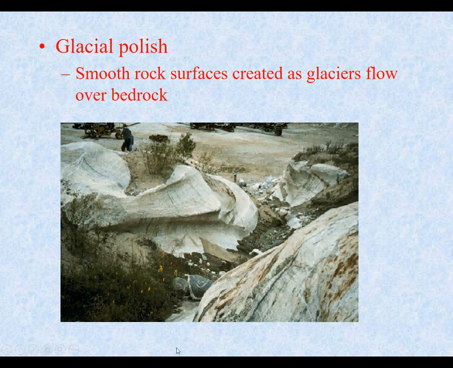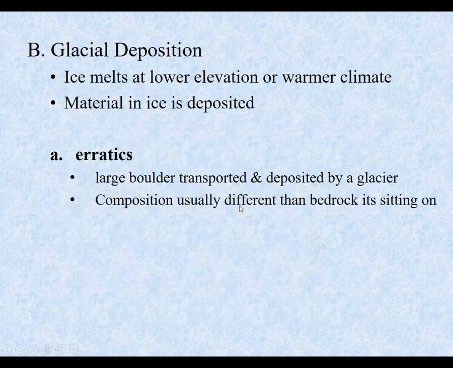This is called glacial polish. And basically, harder rock pushes the glacier back the other direction. So it's kind of like a river of ice that's rounding and smoothing. Glacial deposition, right? So as ice melts, material deposits. All right, that makes sense.